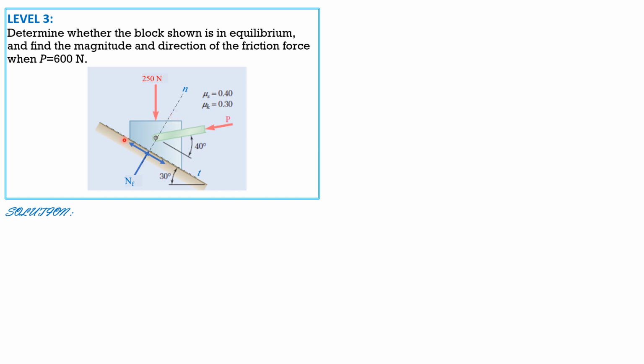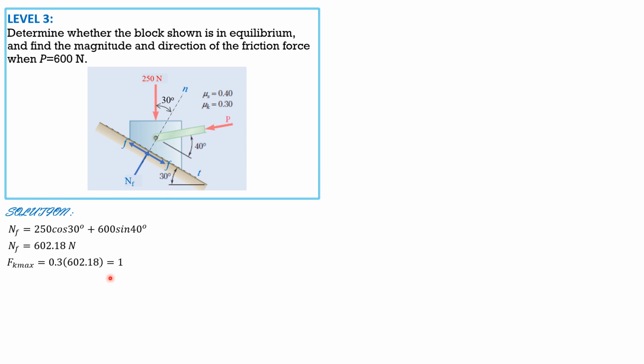So friction is in either direction along the plane. And this is 30 degrees. So let's call the normal reaction NF. Summation forces along the normal axis equals 0. So NF equals 250 cosine 30 plus P sine of 40 degrees, where P is 600. So NF is equal to 602.18 newtons.